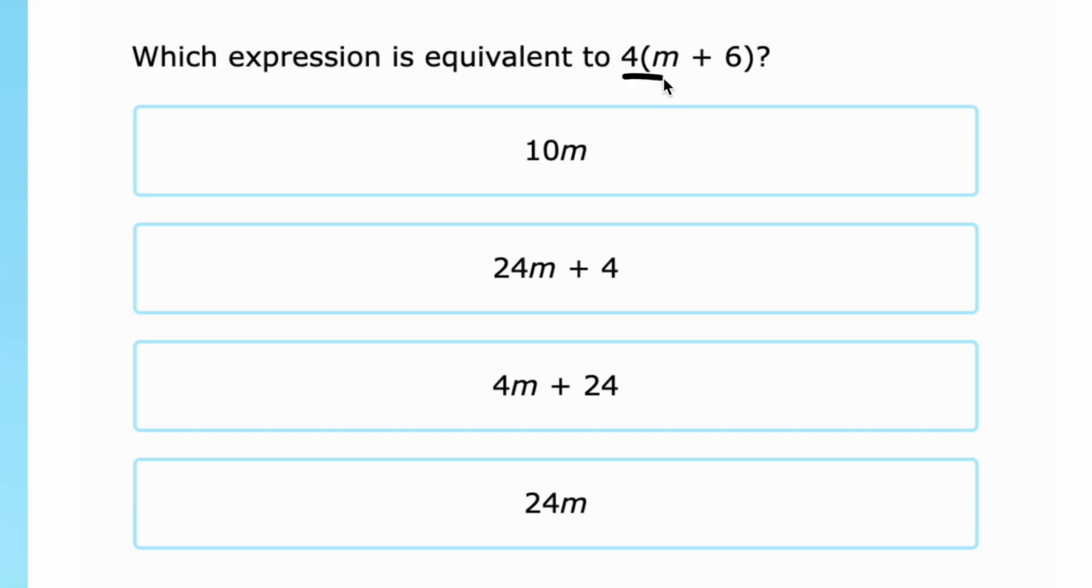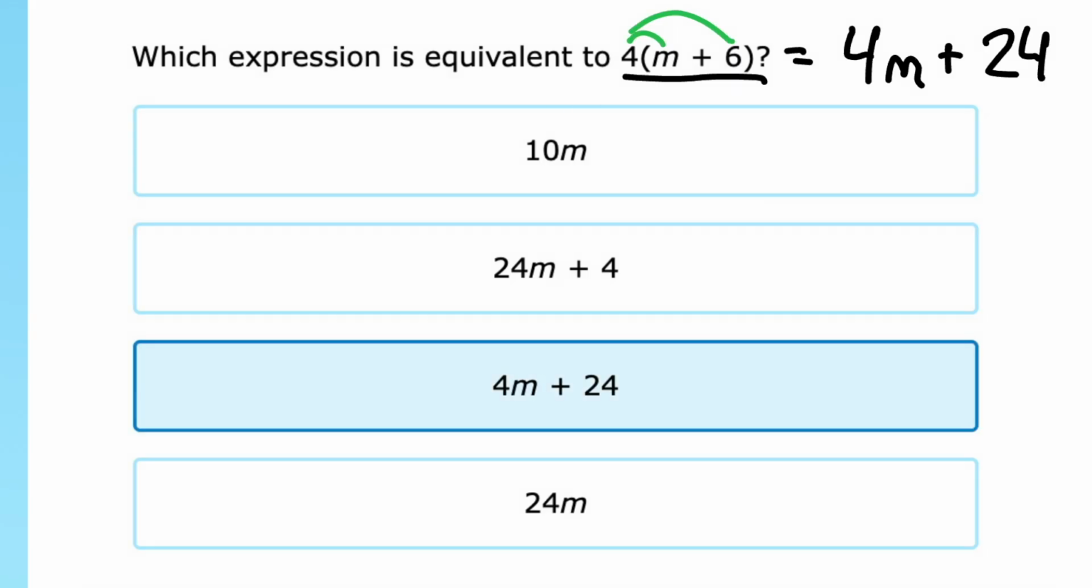Next, we have 4 times m plus 6. And since we have a number times an expression, we need to distribute the 4 to both terms. So 4 times m is 4m, and 4 times 6 is 24. So our simplest form is 4m plus 24, which is an answer choice.